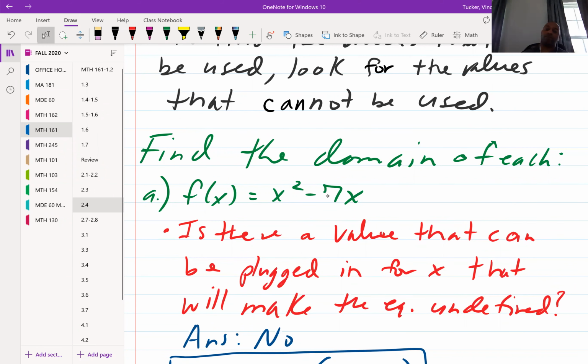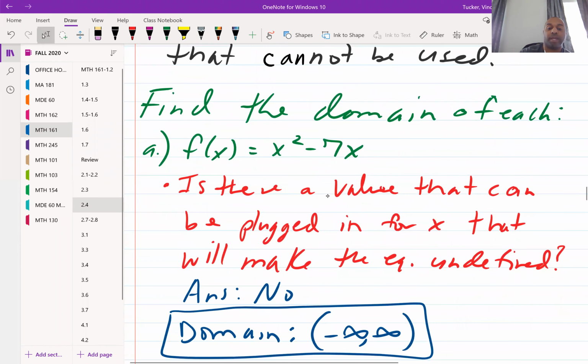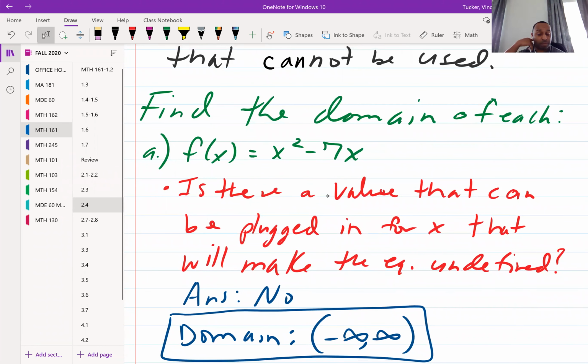If I plug in positive 1, I will get another number out. If I plug in negative 1, I will get a number out. So there's not a value I can plug in for x that will make this undefined or will not produce a number. So my domain would be negative infinity to positive infinity. Once again, when we look at the next one, you'll see what I mean by a value that I cannot use. But in this case, there's not something that I can plug in to the equation that cannot be used.